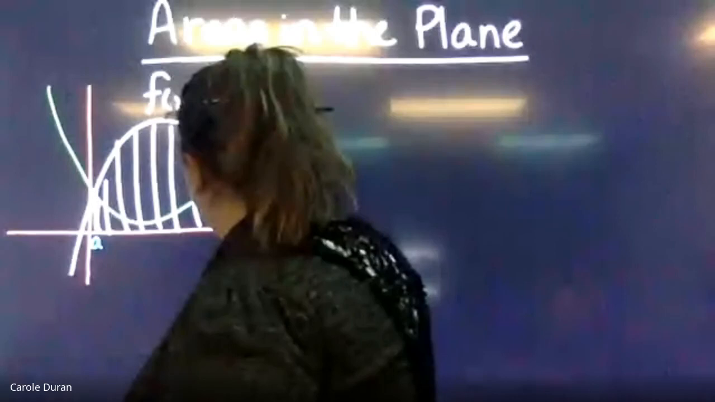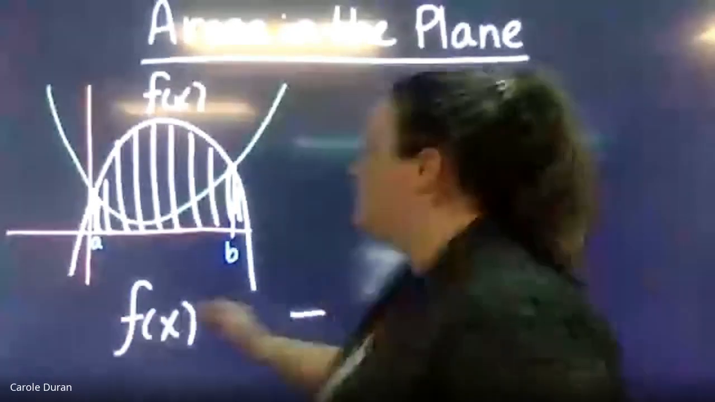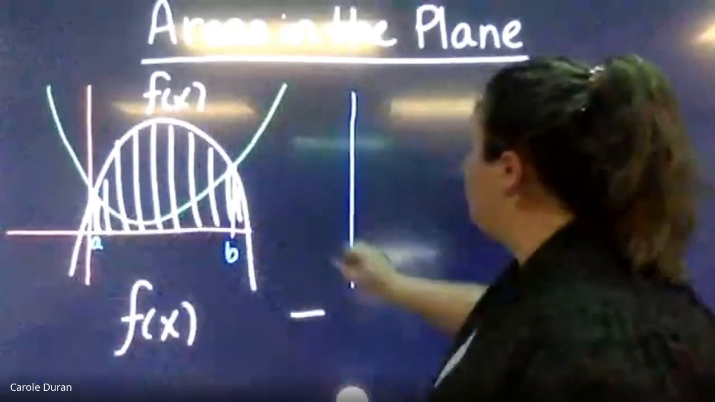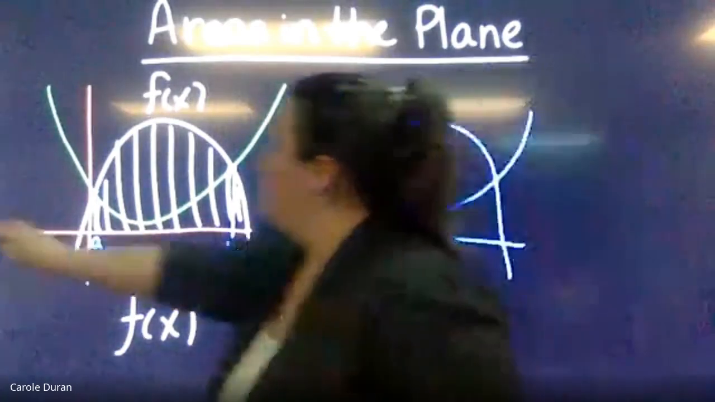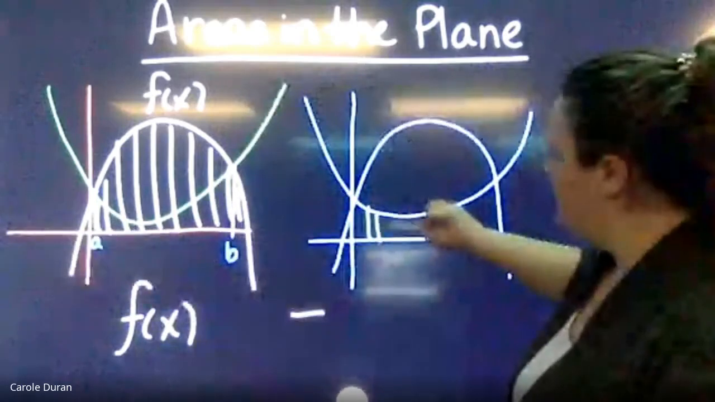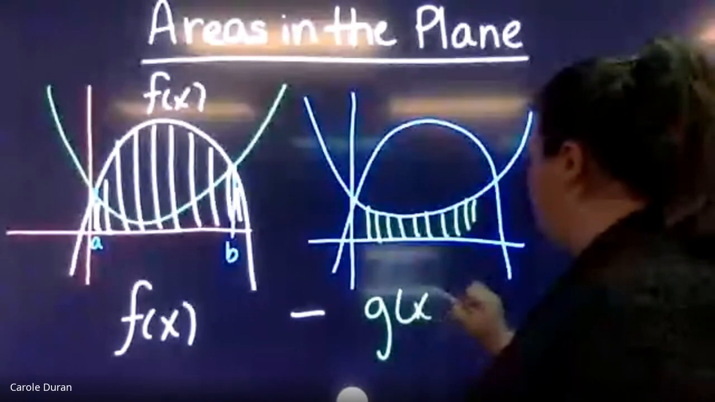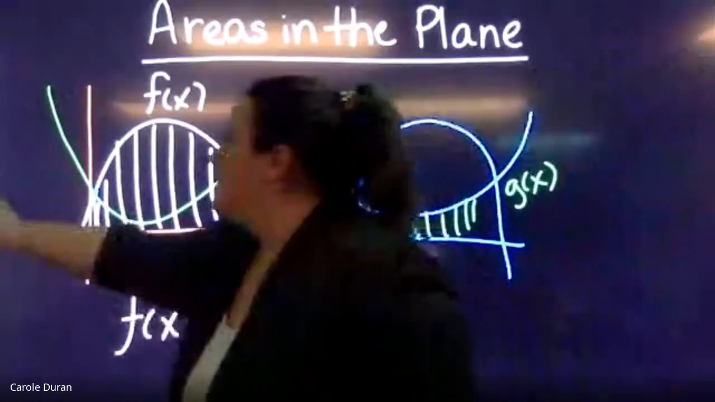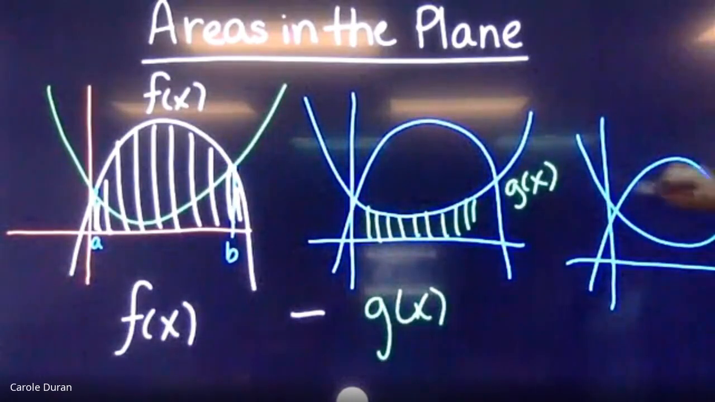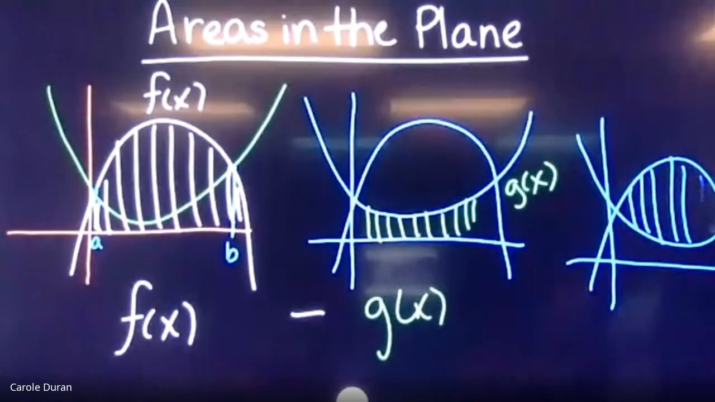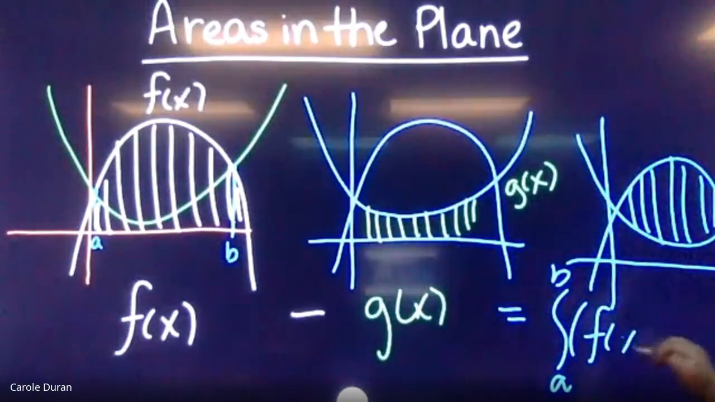So the first thing we do is we find the area under F of X, and then we subtract from it, I'm going to draw again, the area under my bottom curve on that same interval, so that would be this part right here, and we're going to call that G. And then that gives us the area between them, which is the integral from A to B of F minus G.